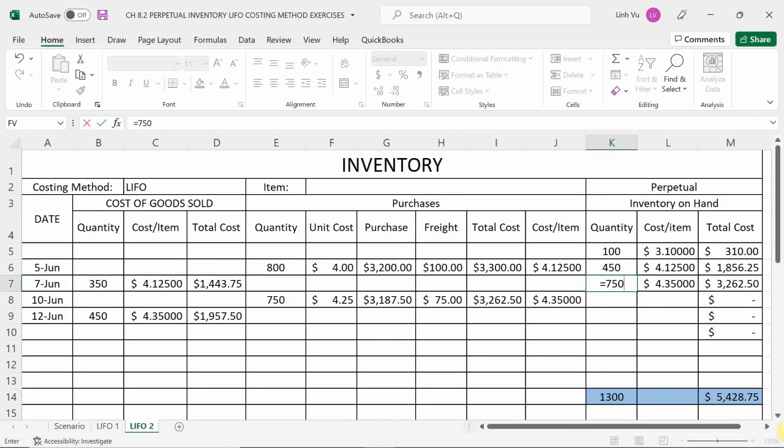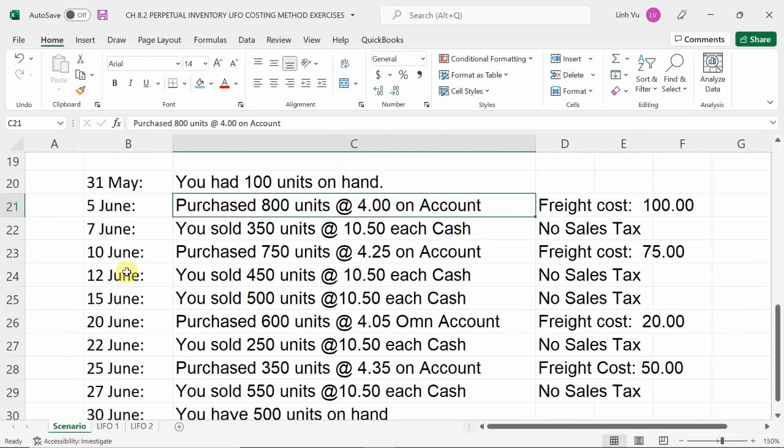750 minus 450. I should have 300 left at my 1305. Okay, 1305. Let's see what happened next.